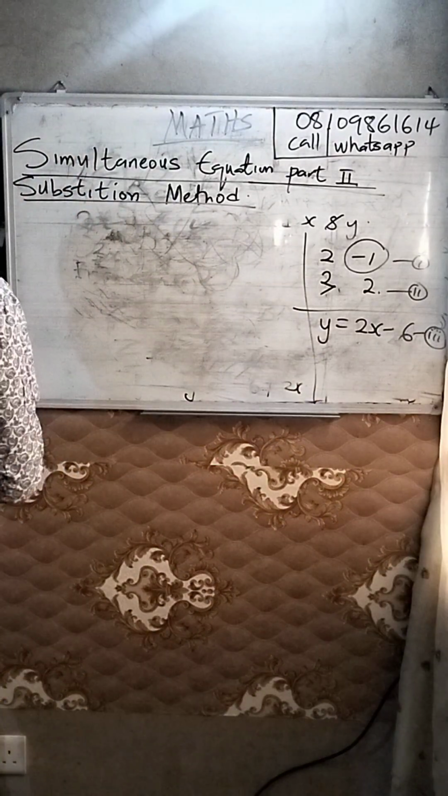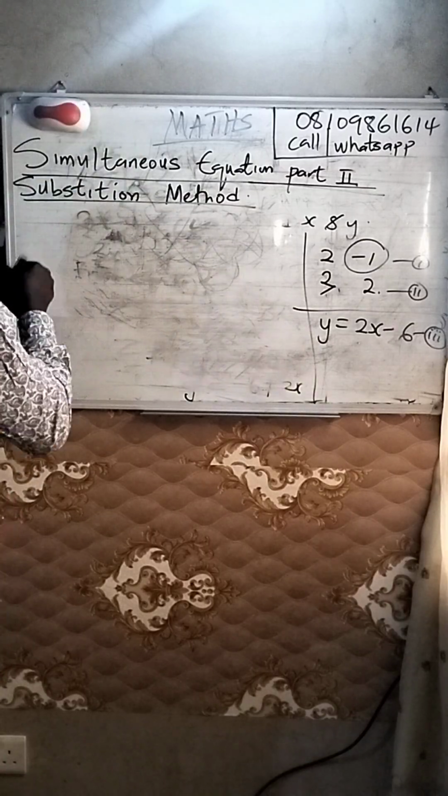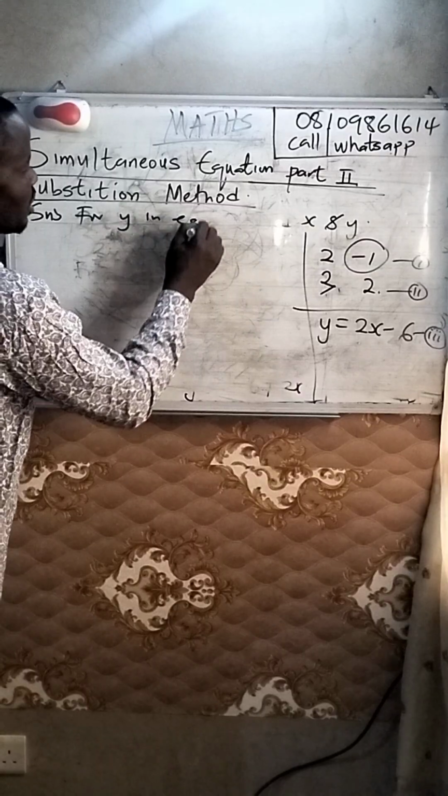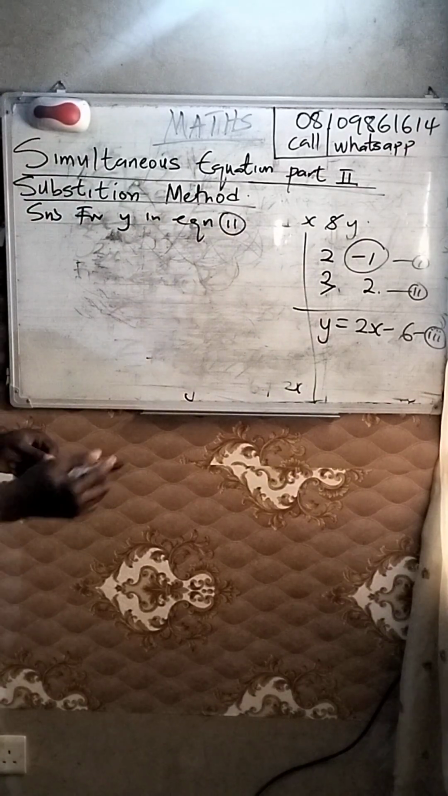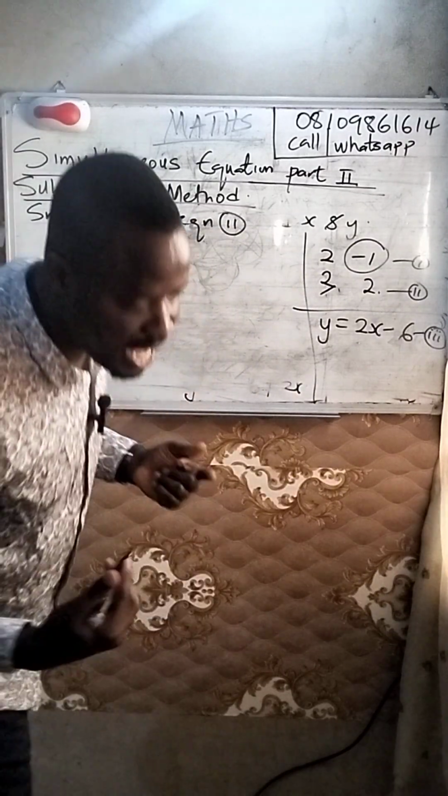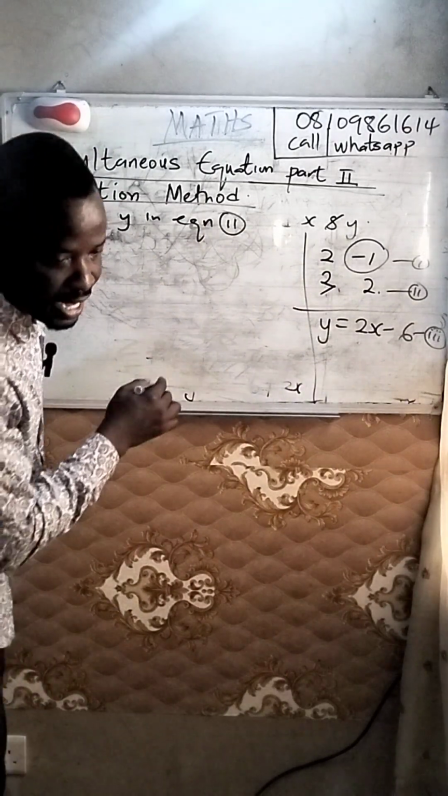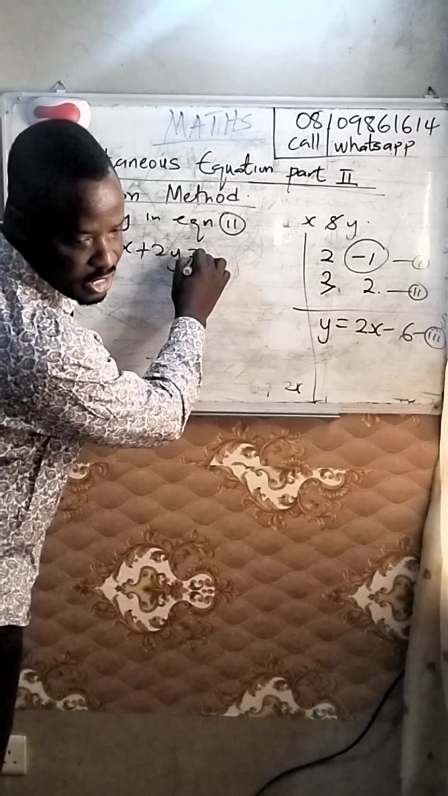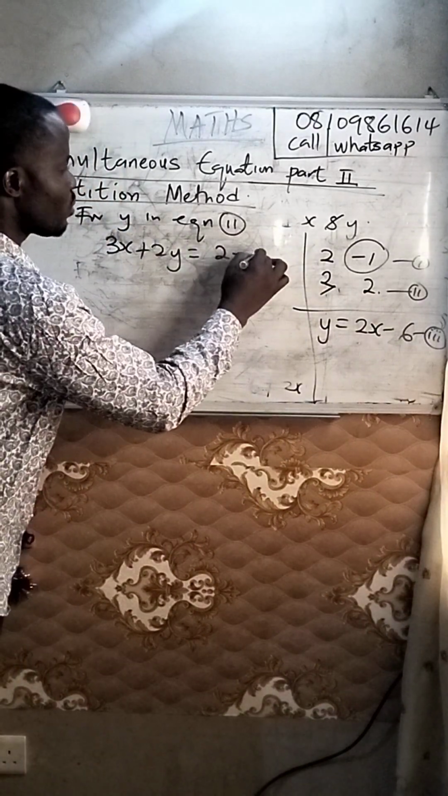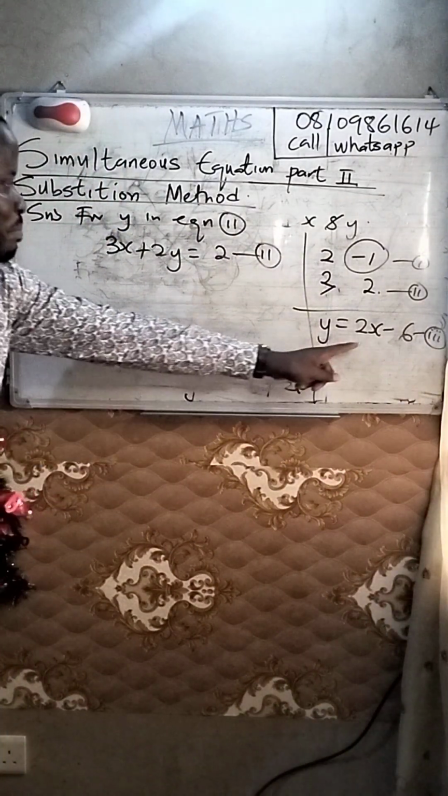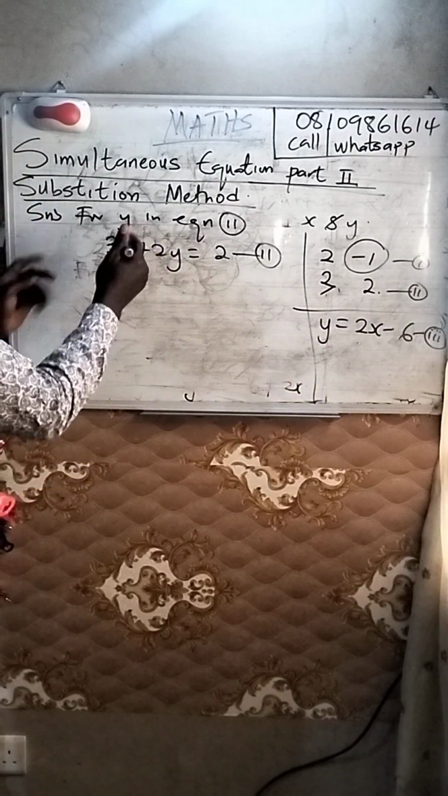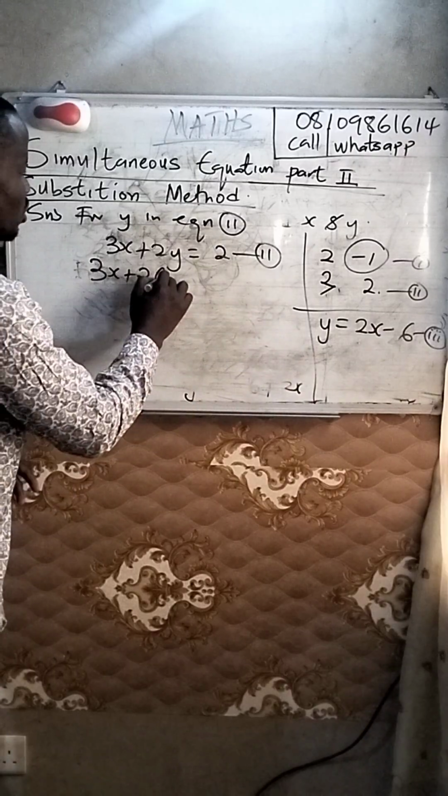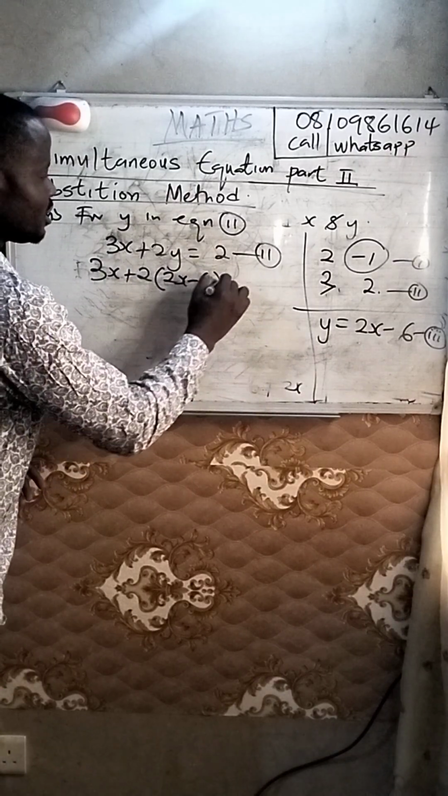So now, I will say substitute for y in equation 2. And what is my equation 2? I have 3x plus 2y is equals to 2. This is my equation 2. So I'm replacing this y into my equation 2. So I will have 3x plus 2 into 2x minus 6 is equals to 2.